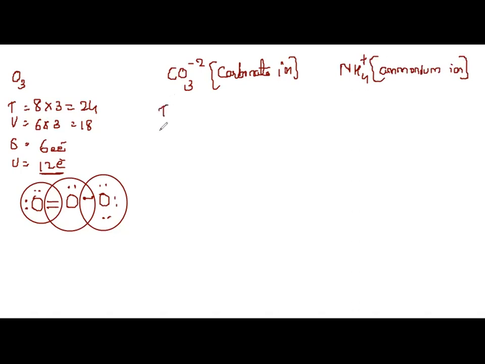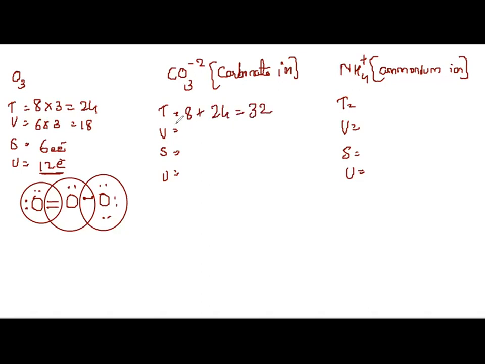I'll tell you. Again, we are going to calculate T, V, S, and U. What does T stand for? Total number of electrons. V, valence electrons. S, shared electrons, and U, unshared. So T, V, S, U. Correct? Okay. T, total number. Carbon, 8. Oxygen also 8. If it was hydrogen, we would have written 2. So 8 3s are 24. 8 4s are 32. Total electrons are 32.